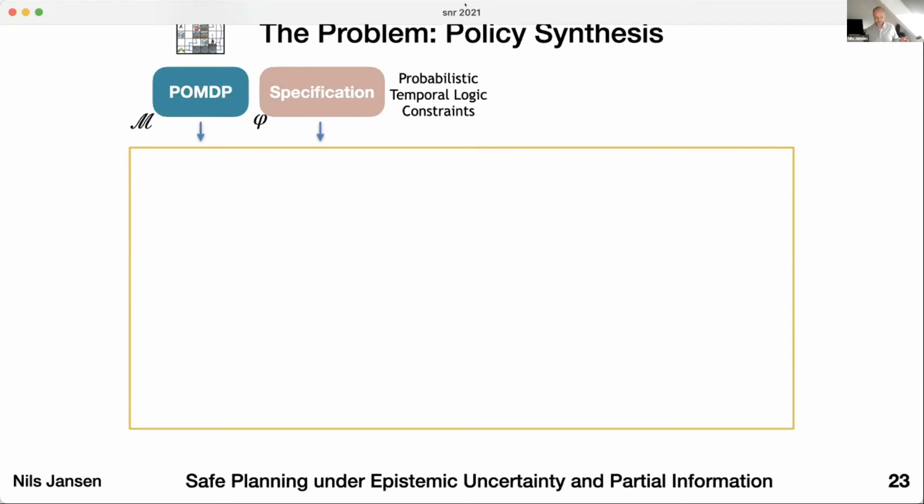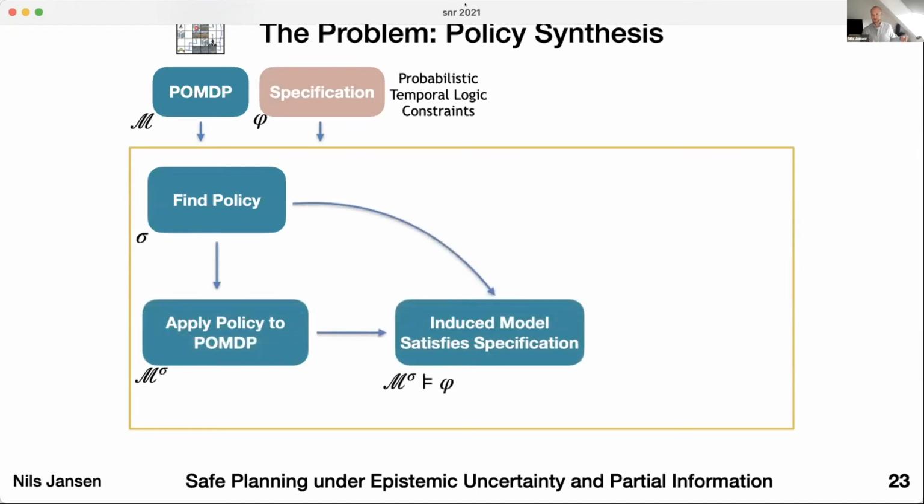We have a POMDP and we have a specification, which can, for instance, be the probability of reaching a very bad state shall be at most 10%, right? So this is some specification that we can have. And then our problem is to find a policy. Then if we have this policy, we can apply it in our setting and then do some verification, model checking, to say, hey, this policy and the model satisfy our specification. This is something we can really check.